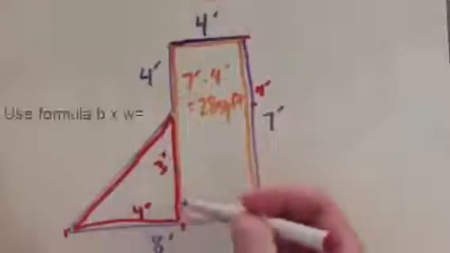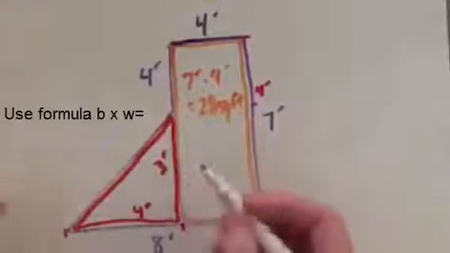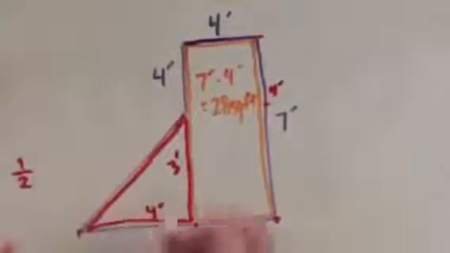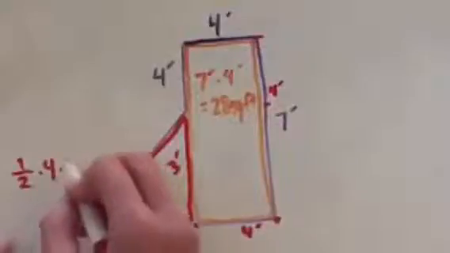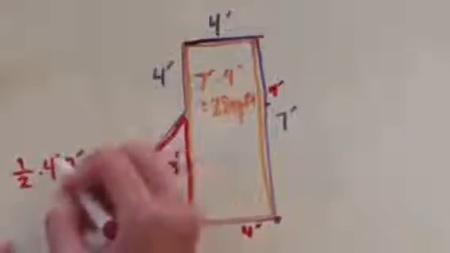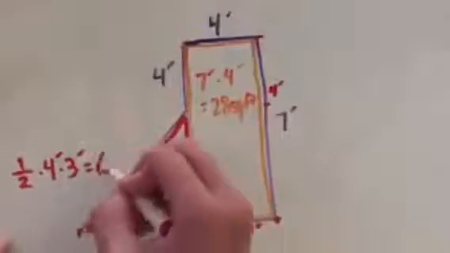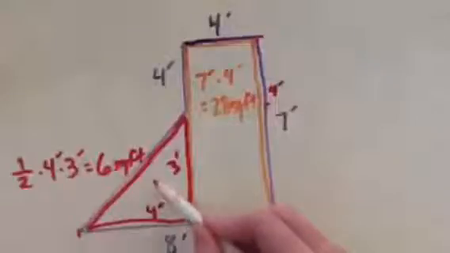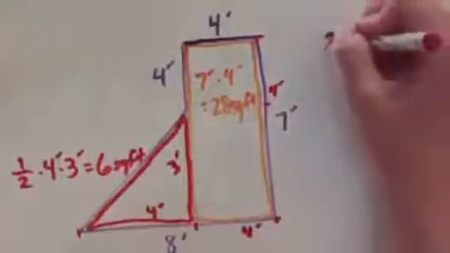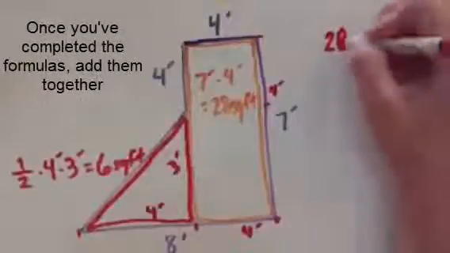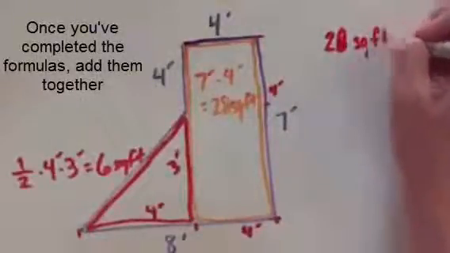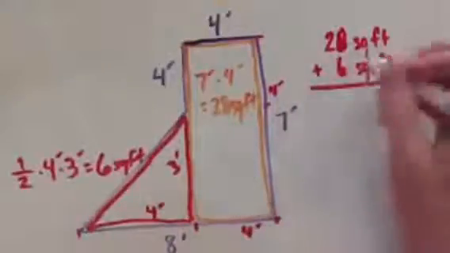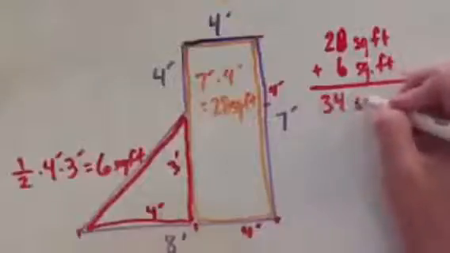And so I can use my formula that I'm familiar with, 1/2 base times height, to figure out the area of this triangle. 1/2 times the base of 4 times the height of 3, 4 feet times 3 feet, is going to give me 6 square feet. So now I know the area of this triangle, I know the area of this rectangle, I just have to add them together. 28 square feet plus 6 square feet, and I end up with 34 square feet.